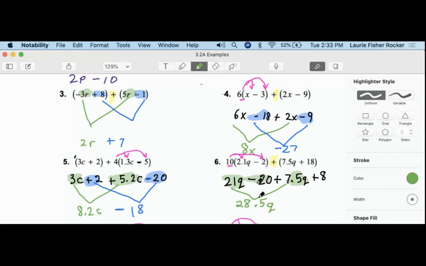Okay, and then I've got my constants. So I've got negative 20 and positive 8. I have to be super careful because they have different signs, so I am going to subtract. So I have negative 20 plus 8. The difference is 12, but 20 had more and it's negative, so it's going to be negative 12. So 28.5q minus 12.